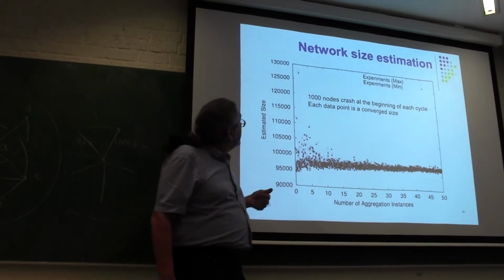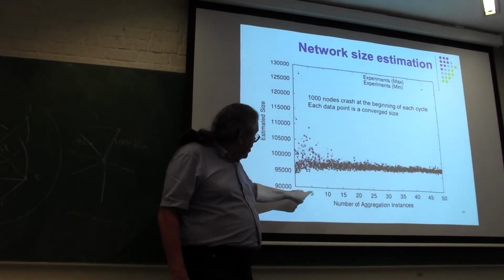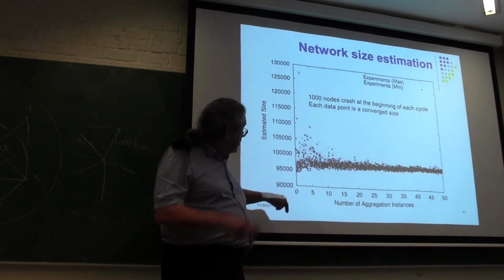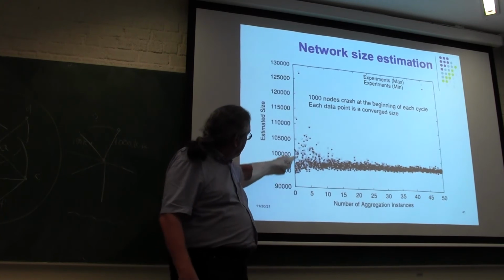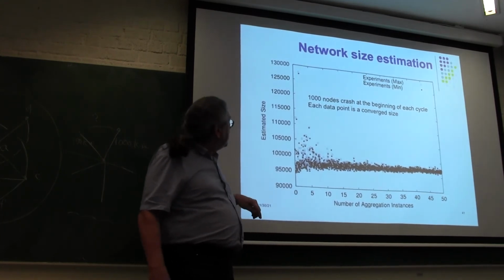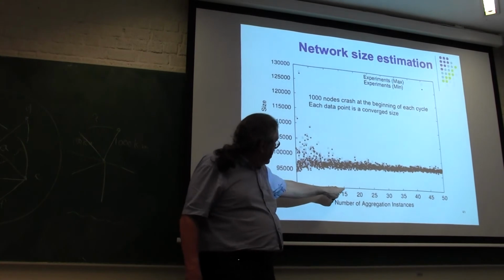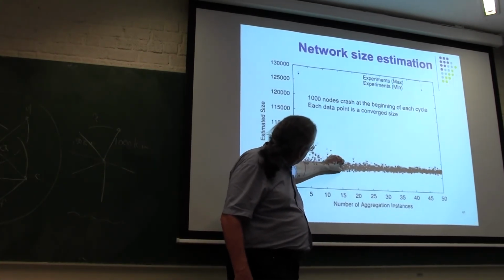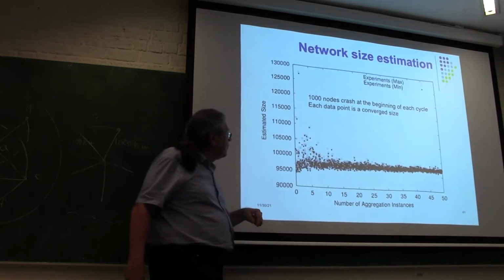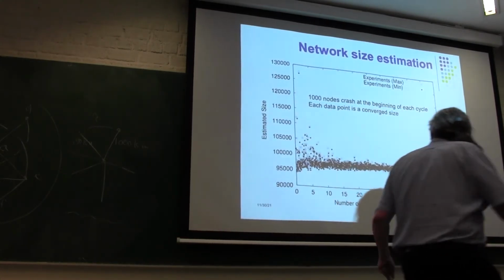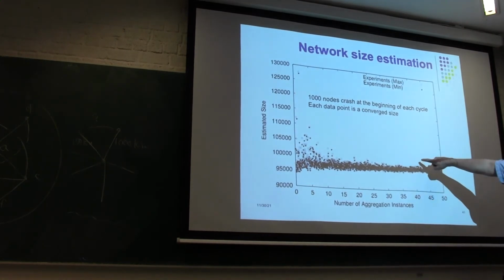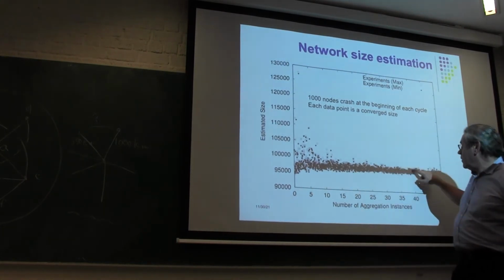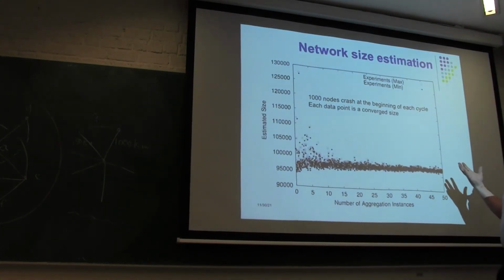Here you have the number of concurrent instances running. If you have only a few of them, then it's not going to be very good. But if you have many of them, and you combine the information, it will give you better results. If you have many of these instances, like 40, it gives you pretty good estimates of between 95 and 100,000. Because how much is really the size?